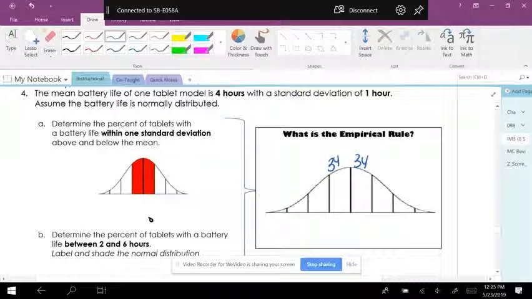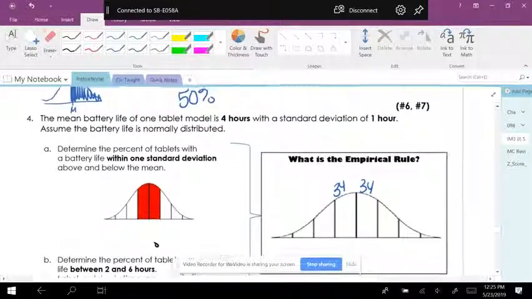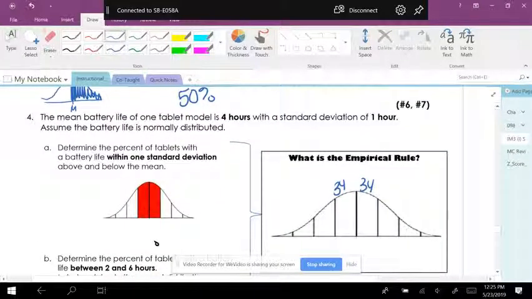The first one is 34. The next one is 13.5 on both sides. And you remember the next one? Not 4.75. 3.5, very good. 2.3 something, which is 3.5. Then this one is 0.15.